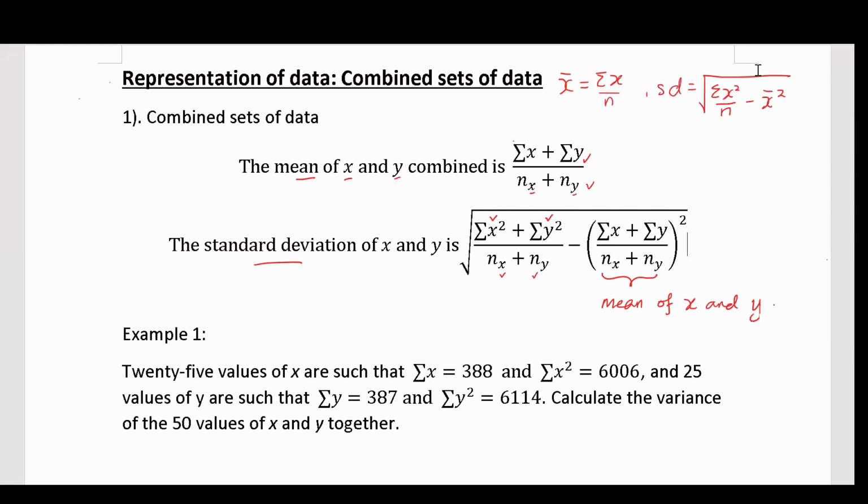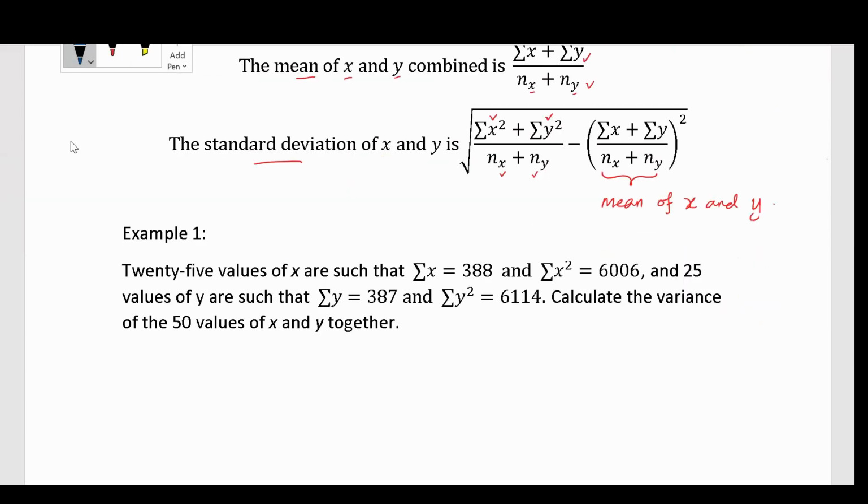All right, let's have a look at example 1. 25 values of x are such that sigma x is given and sigma x squared is given as well. And 25 values of y are such that sigma y is 387 and sigma y squared is 6114. Calculate the variance of the 50 values of x and y together. So in order to find the variance, what are we supposed to do? We know that if we find the square root of variance, we get the standard deviation.